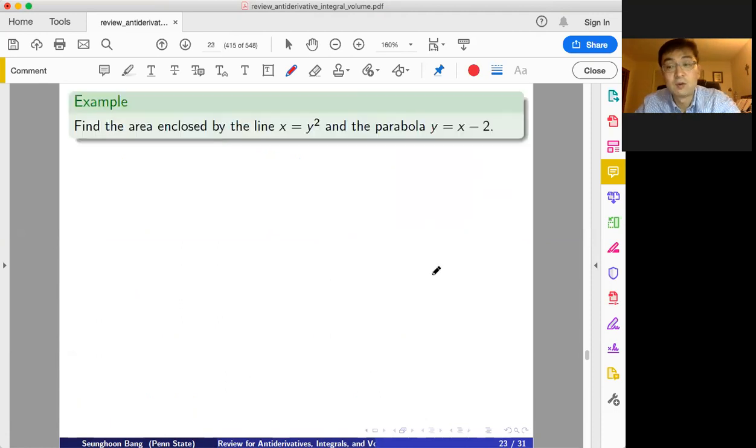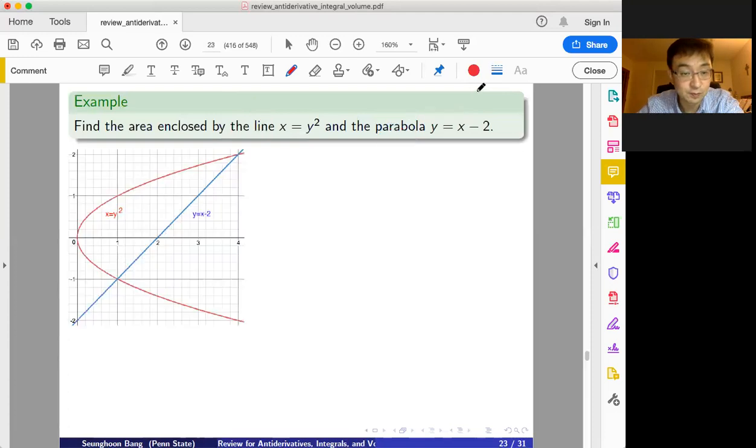We try to solve one more problem. Find the area enclosed by the line and the parabola x equals y squared. Sorry, this is a parabola here, and this is a line. This one, x equals y squared, is the red one. The y equals x minus 2 is the line.